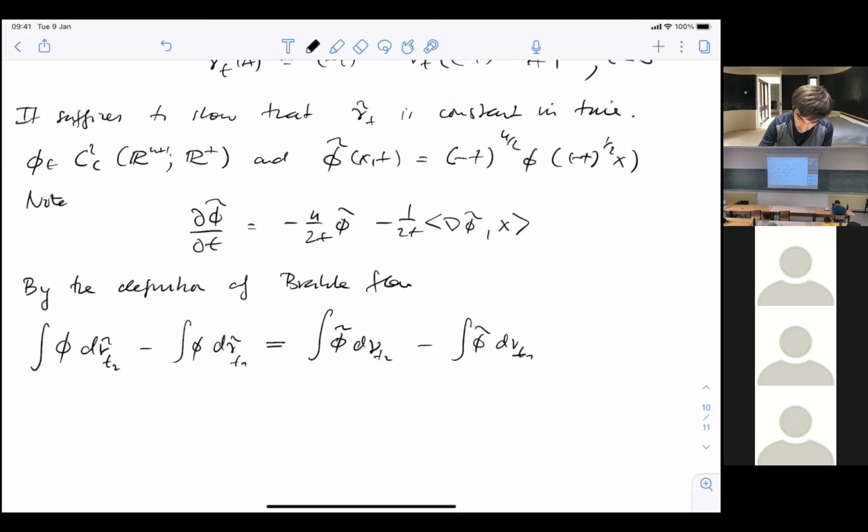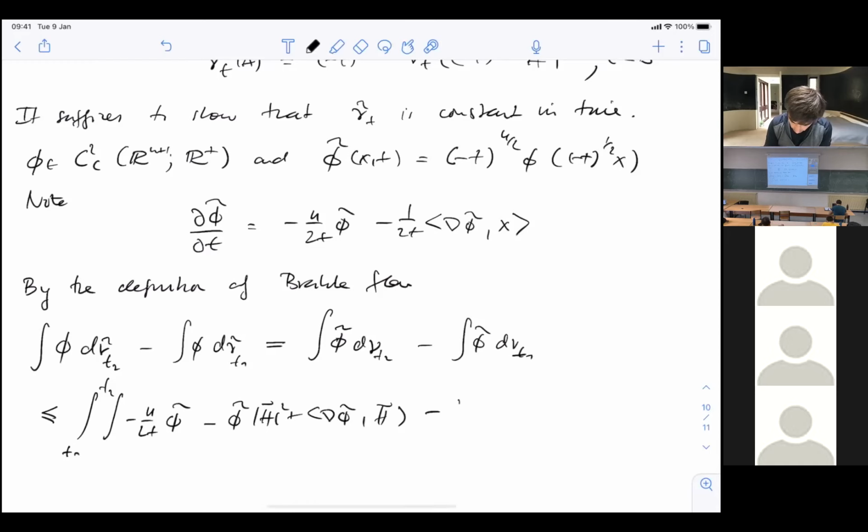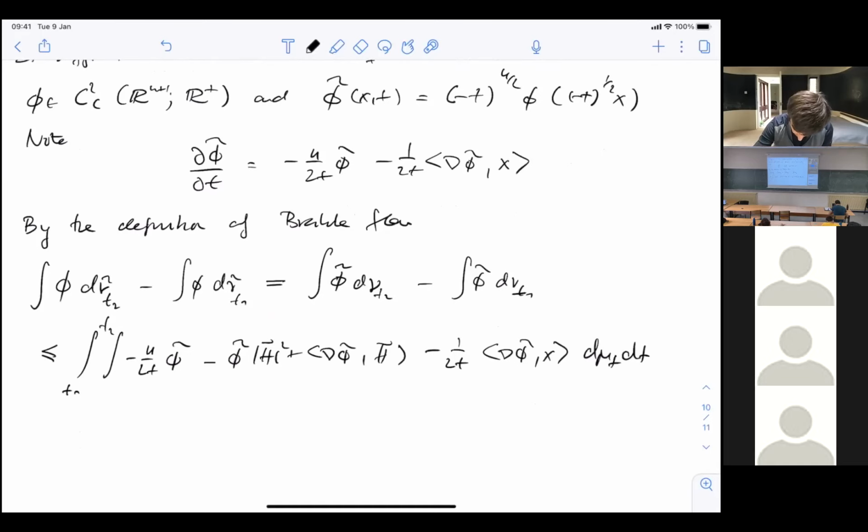Now, for this here we can just use the definition of Brakke flow. This is less or equal than the integral from t1 to t2 of minus n over 2t phi twiddle, this is the time derivative, minus phi twiddle mean curvature squared plus grad phi twiddle mean curvature, and minus 1 over 2t grad phi twiddle times x, d nu t dt.